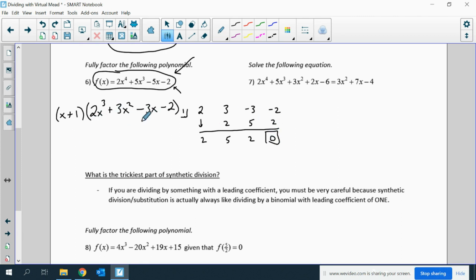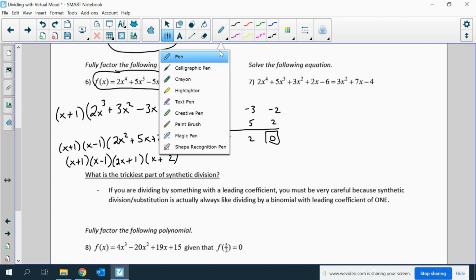And so now when I divide 2x cubed minus 3x squared minus 3x minus 2 by x minus 1, I can factor this a little further, and I end up with 2x squared plus 5x plus 2. I can use synthetic even more if I want, but this is something that I'm going to just try and factor using original methods that we've learned since Algebra 1. Like, can I factor 2x squared plus 5x plus 2? Yeah, that's 2x and x plus 2 and plus 1. So I've now fully factored this.